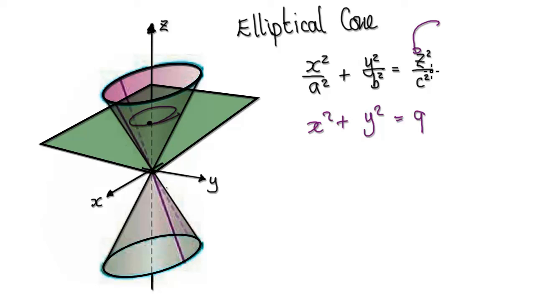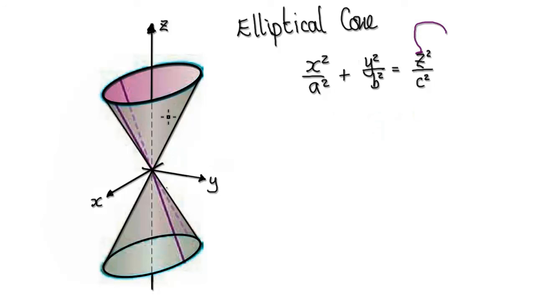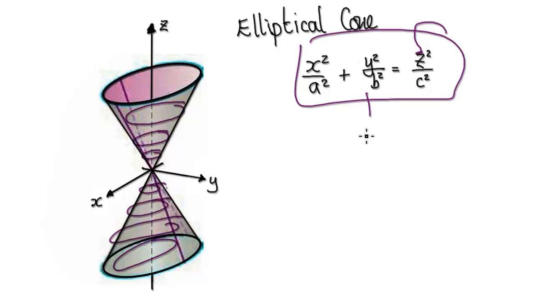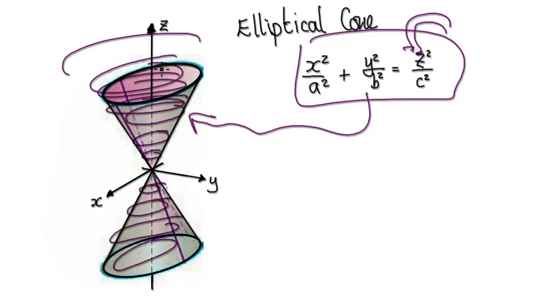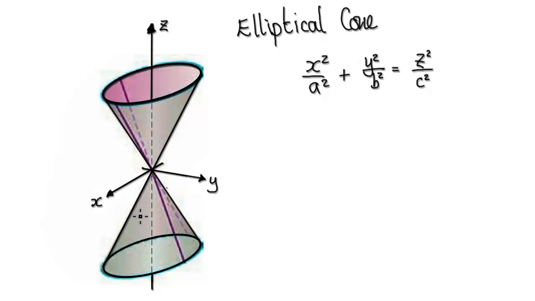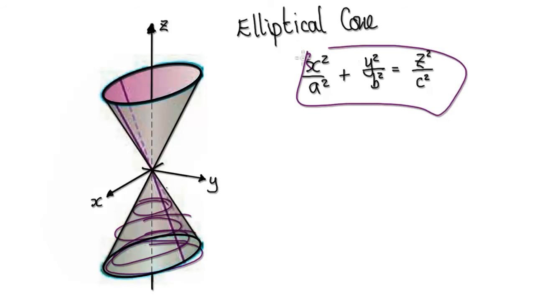The point is that as you vary the height, you're going to get lots of circles, or maybe ellipses, in between. So it's going to give you something like this. I hope you can see why this will yield this elliptical cone, because as you change the height, you're just going to get lots of circles or ellipses. Even if you move in the negative direction, it will give you lots of circles or ellipses. That's why an equation of this form will yield an elliptical cone.